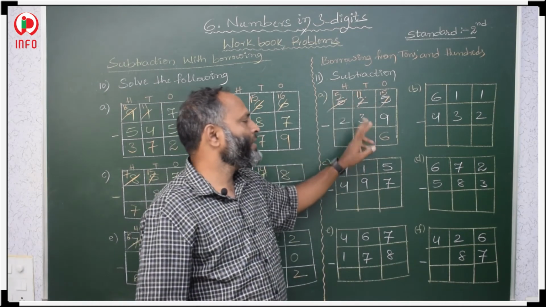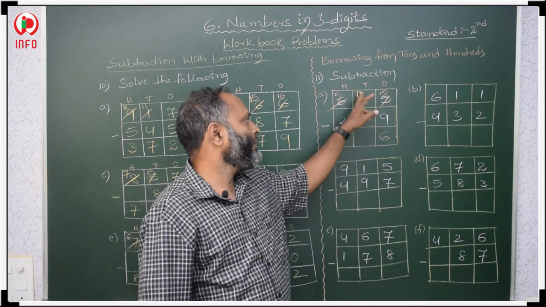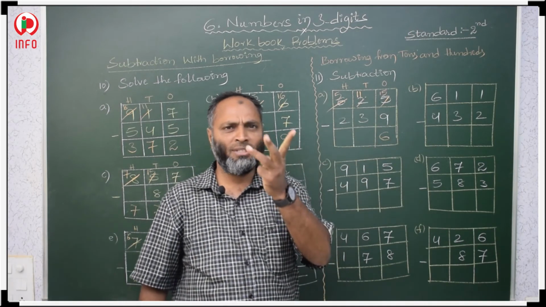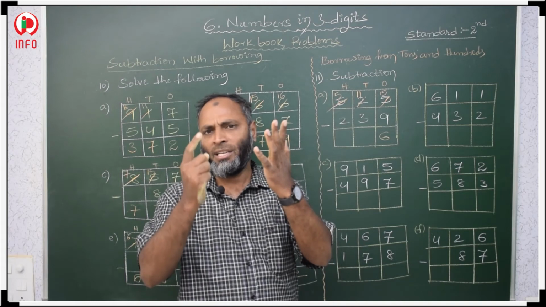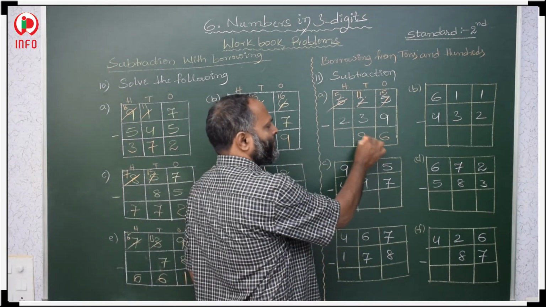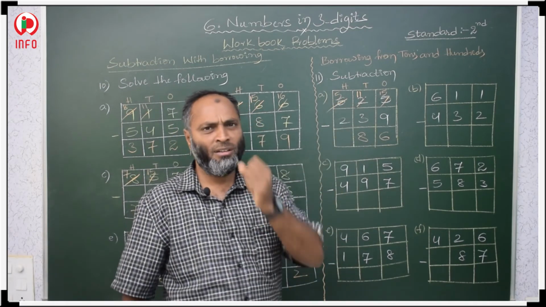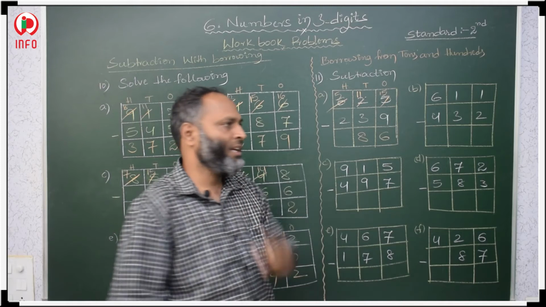11 minus 3, how much? From 4 to 11, we have to count. 4, 5, 6, 7, 8, 9, 10, 11. It is 8. 5 minus 2 means 3 to 5 we have to count. 3, 4, 5. It is 3.